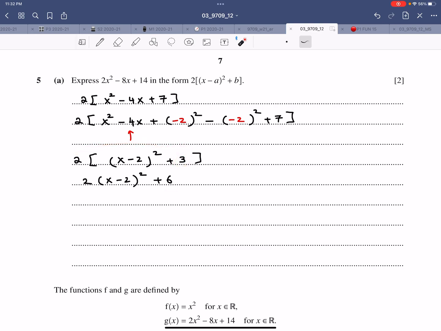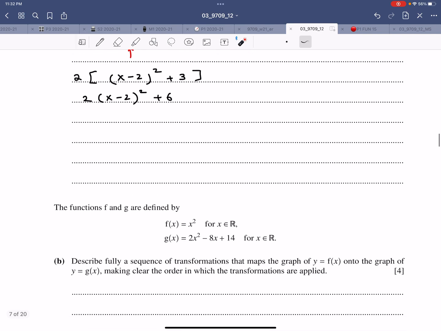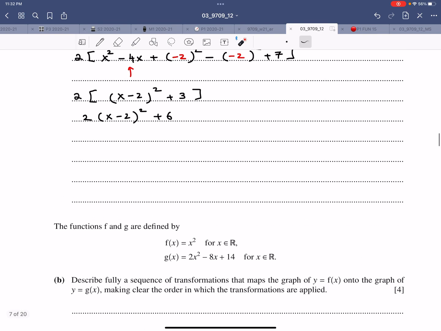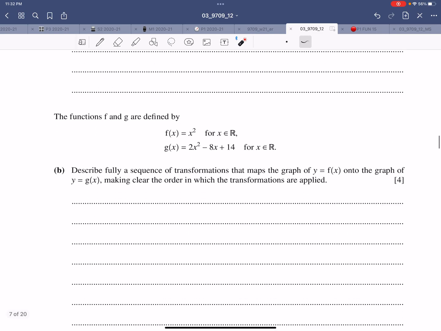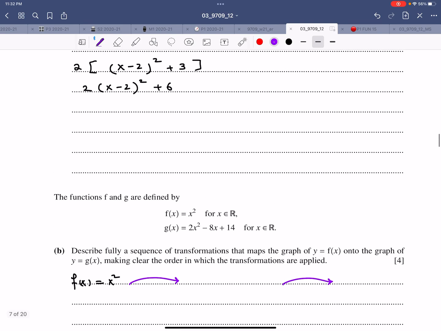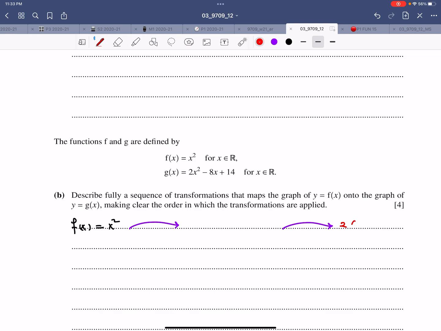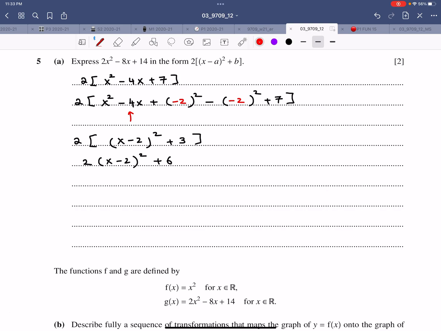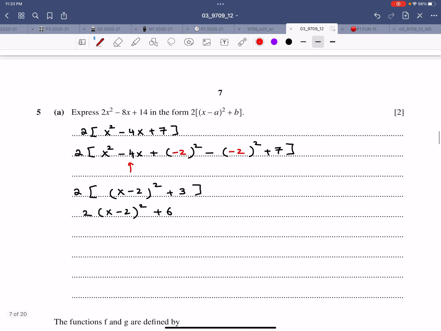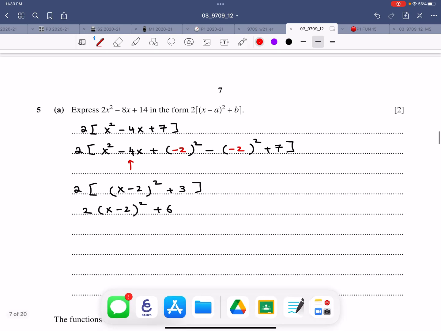Now it says the functions f and g are defined by such and such. So f(x) is the original, and g(x) is what we have just found. They are asking how you transform f(x) = x² in 2 steps so that it will become g(x), that is 2(x − 2)² plus something. So that is 2(x − 2)² + 6. Now the thing is, why are they writing it in this way? They have taken this thing common, so basically they are interested in this form. So if they are interested in this form, let me write it like this.